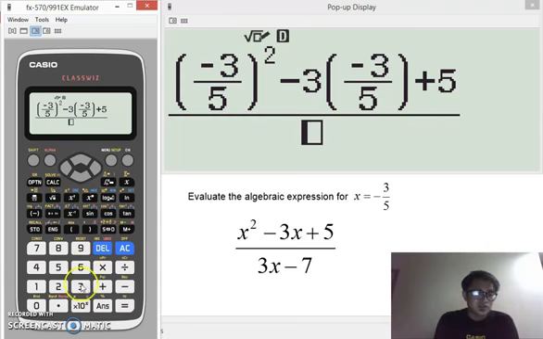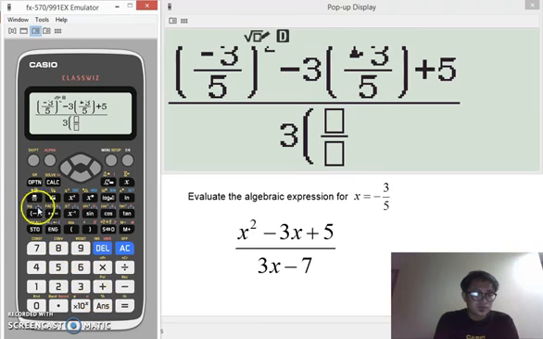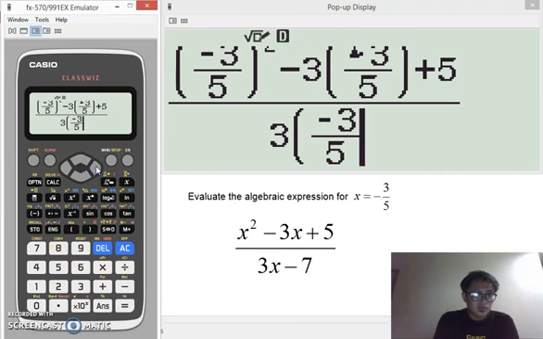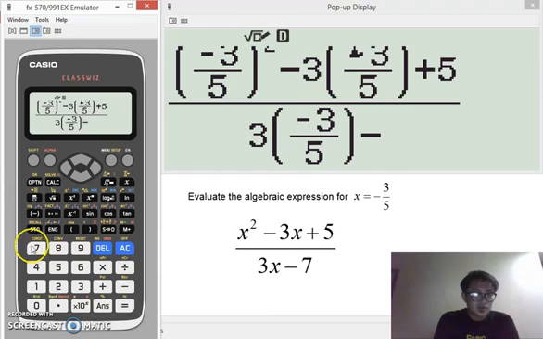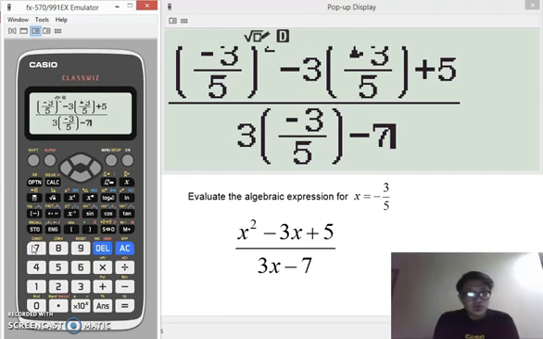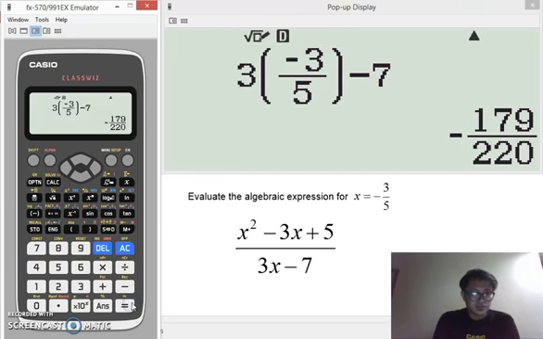And then for the denominator, that's 3x minus 7. So it's 3 times the quantity negative 3 over 5, and minus 7. So there. We will get this value, negative 179 over 220.